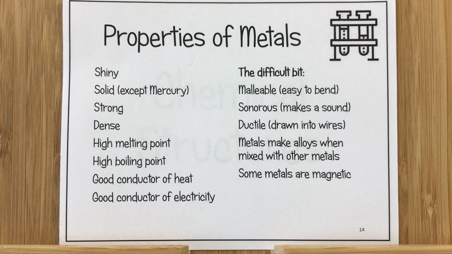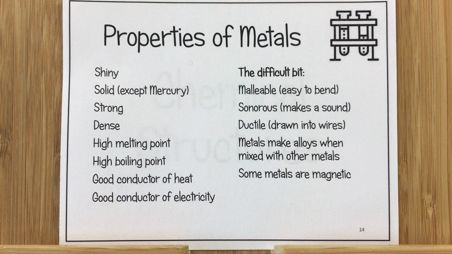And then some of the more difficult properties to understand: malleable, which means that they're easy to bend and shape. So you can hit them with a hammer and you can bend them into different shapes. They are sonorous. When we hit them, they make a sound. They are ductile, which means they can be stretched and pulled into wires without breaking. That's how we're able to use things like copper inside electrical wires.